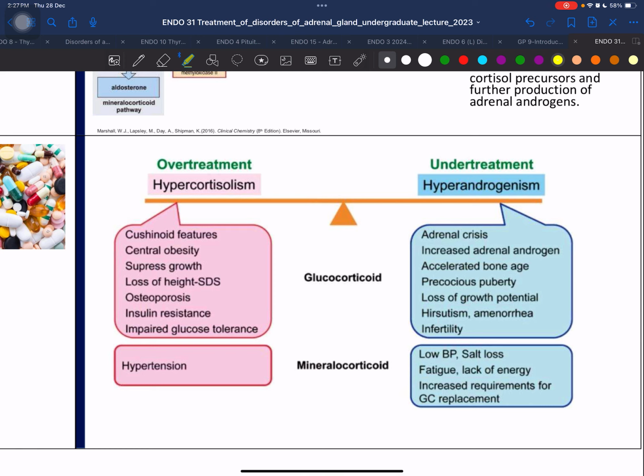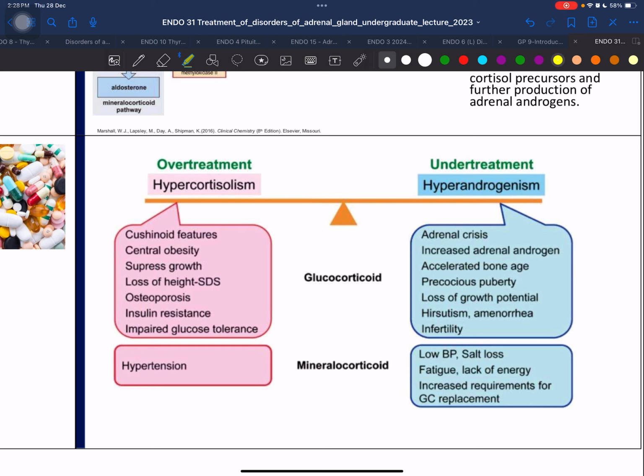Okay, so what is important is you have to balance between over-treatment and under-treatment. Okay, so patients who are on glucocorticoids and mineralocorticoids, be careful not to give too much or too little. Too much, you get side effects of excessive cortisol and mineralocorticoids, okay? And if you give too little, you get effects of adrenal crisis, you get effects of low hormonal effects such as adrenal crisis, okay?